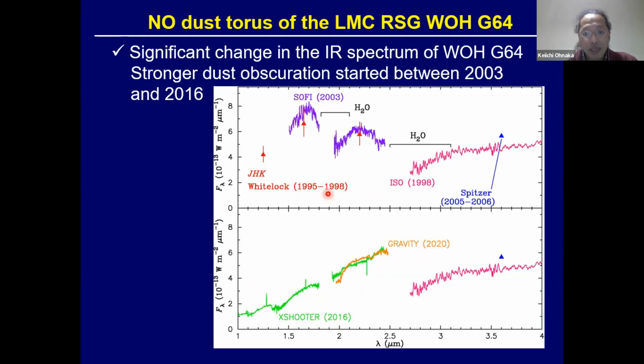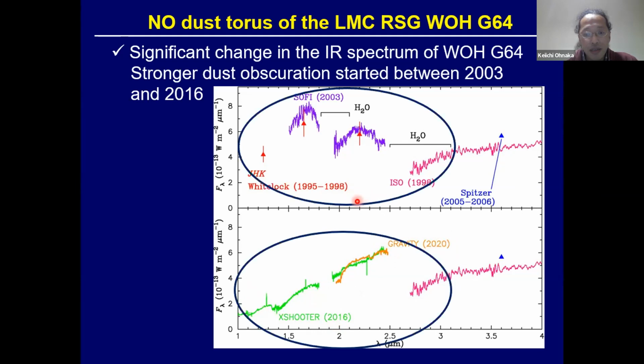So they are consistent, but if we compare this part and this part, the difference is obvious. Now we have the spectrum monotonically increasing. This means the stronger dust obscuration started somewhere between, say, the 2003 SOFI observation and the 2016 observation. So maybe the recent time variation can also be responsible for the difference between the previous torus model and the observed image.